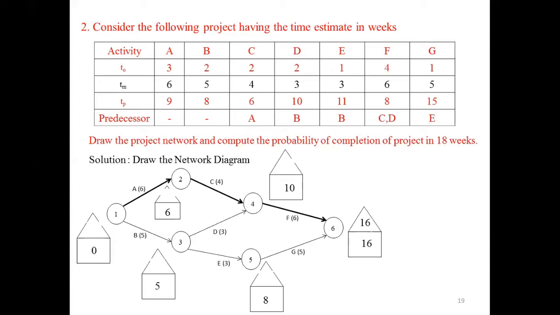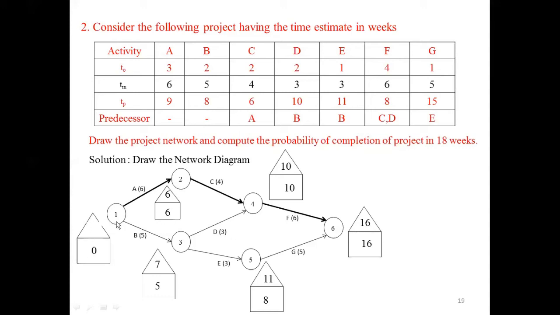Then you have to do the backward pass. That is, you have to fill these triangle values at each node in the backward direction, which we call the backward pass. 16 minus 6 will get 10. 16 minus 5 will get 11. Then similarly 10 minus 4 will get 6. Then next for node 3, 10 minus 3 you will get 7.